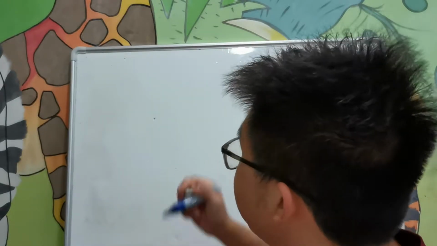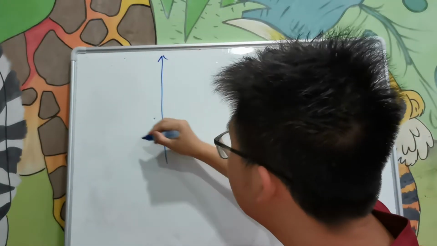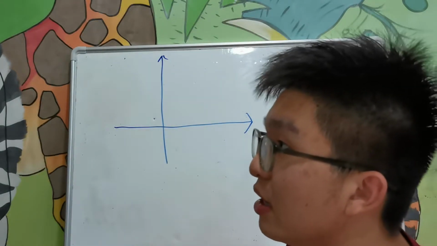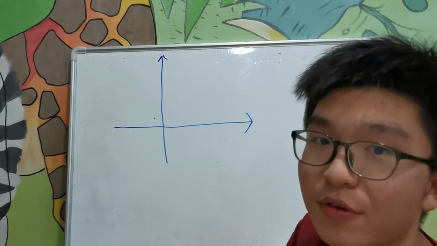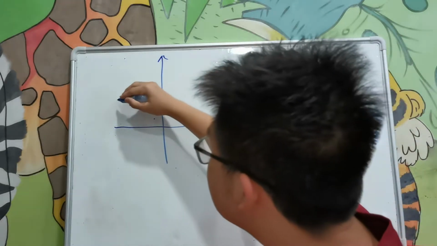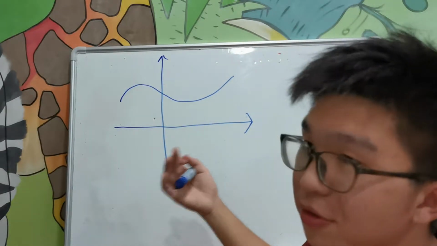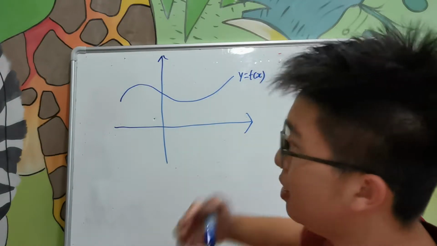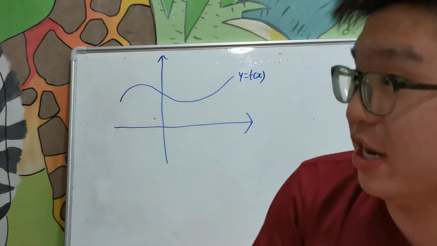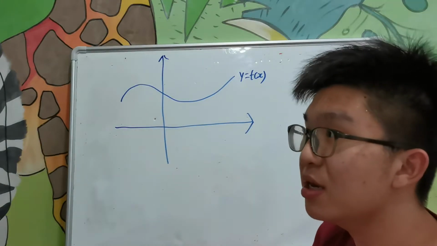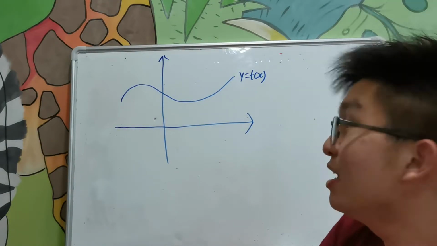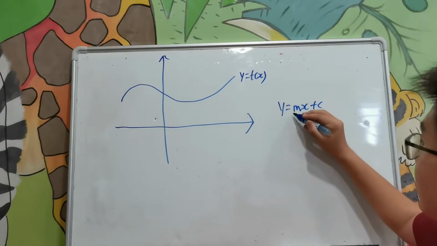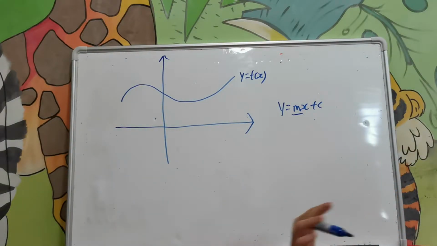So let's start with some function. A function, for your purposes, is basically just a graph that has only one output value for every input value. So let's have a random function like this. Let's just call it y equals f(x). When you hear the words rate of change, you should be thinking of gradient. As in when you do y equals mx plus c, this is your rate of change, your m component.